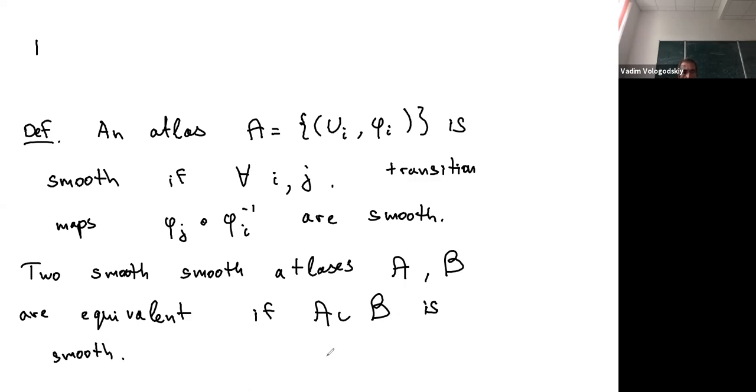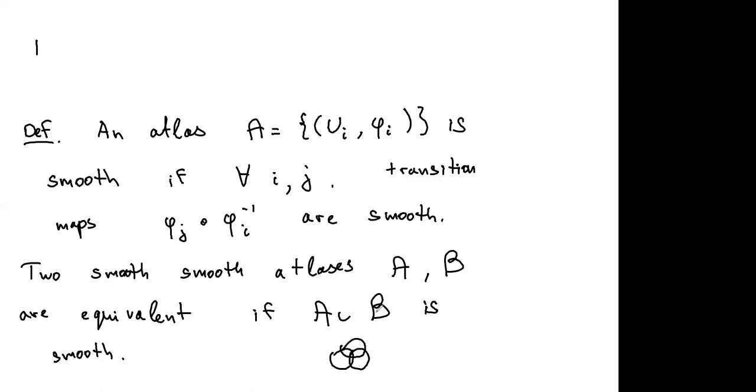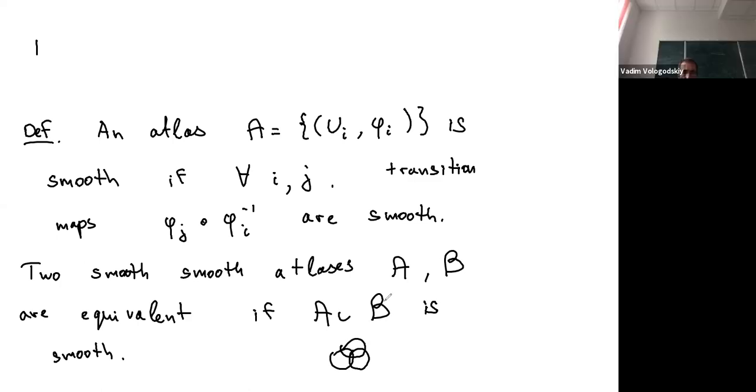Okay, so what does it mean? So you have one open cover by charts of A. You have another open cover of the same manifold M. And this way you get more transition maps from open charts of A to open charts of B. And my requirement is that these new transition maps are also smooth, right? Very good.